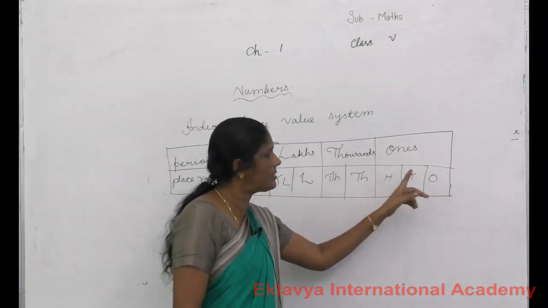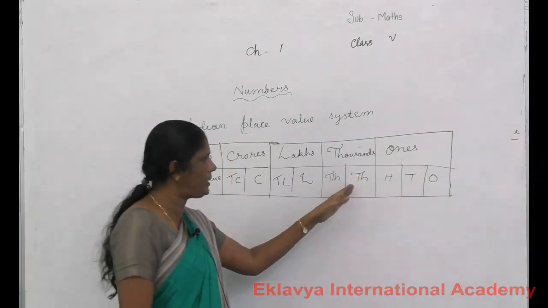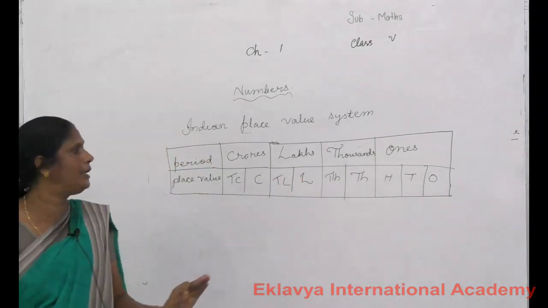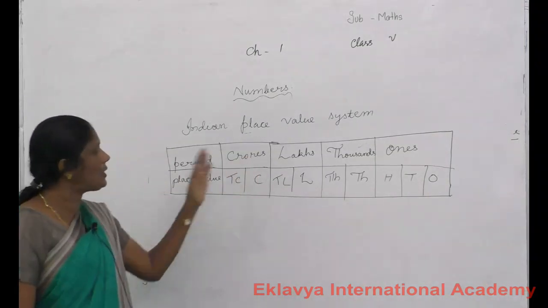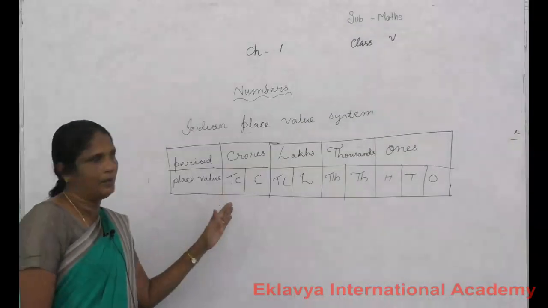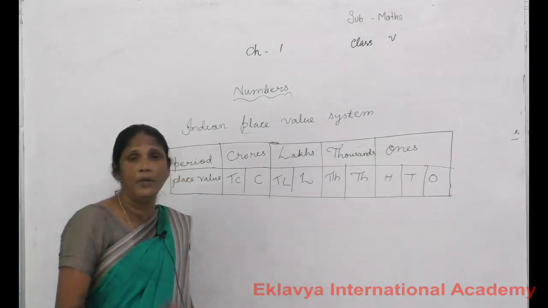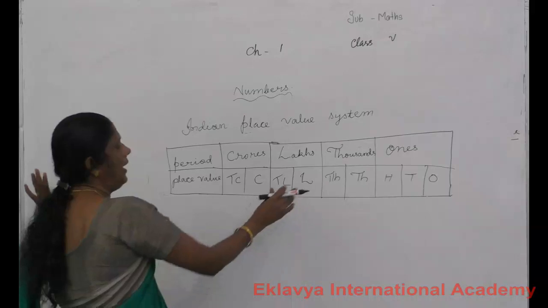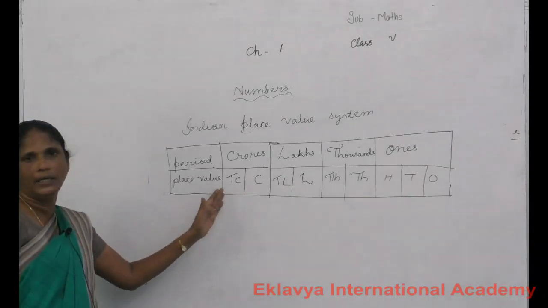Again ones, tens, 100. In thousand period we divided into 2 parts, 1000 and 10,000. Then lakhs period we divided into 2 parts, lakhs and 10 lakh. In crores period we divided into 2 parts, crore and 10 crore. In Indian place value, ones, tens, 100, then we put a comma, 1000, 10,000, then we put a comma, lakh, 10 lakh, then we put a comma, crore and 10 crore.